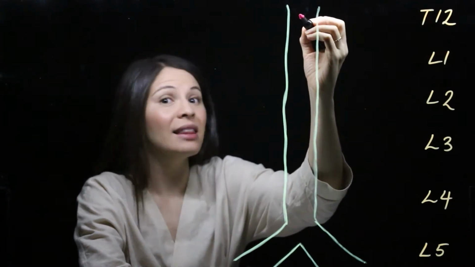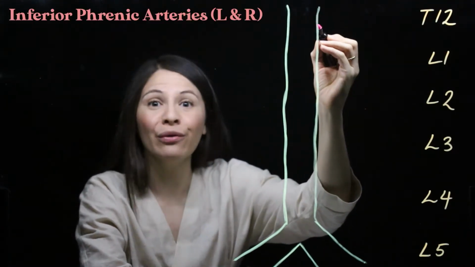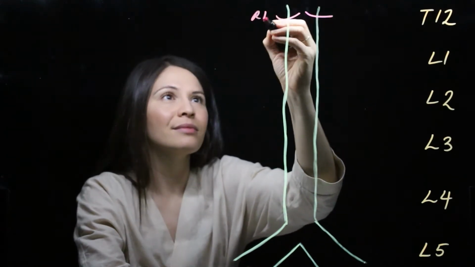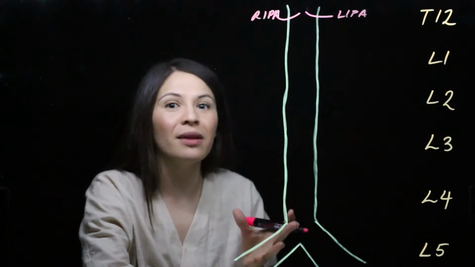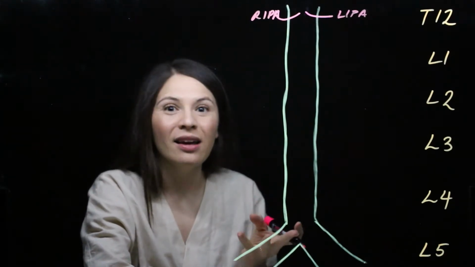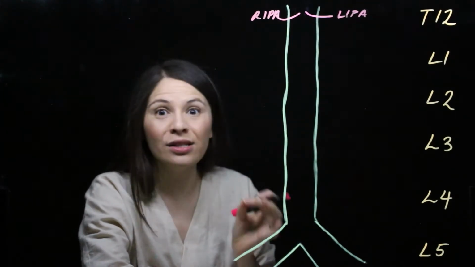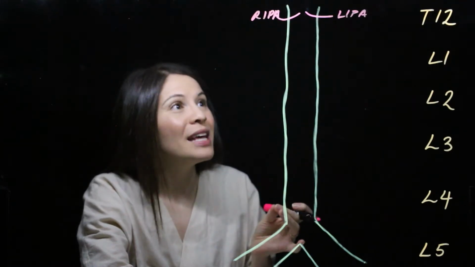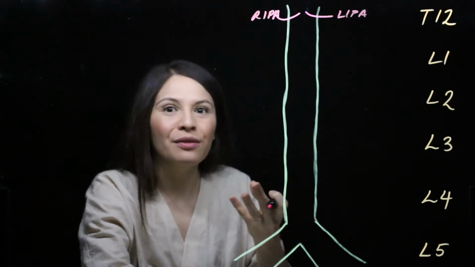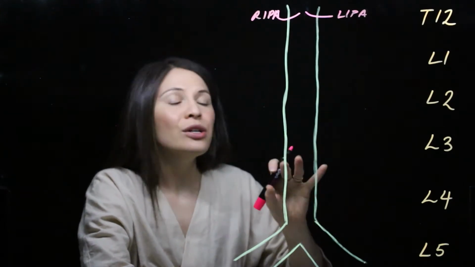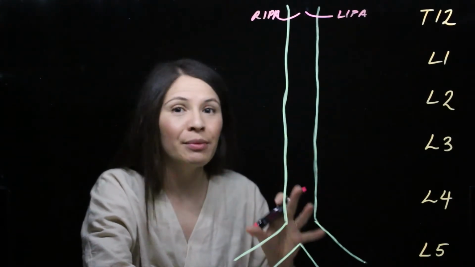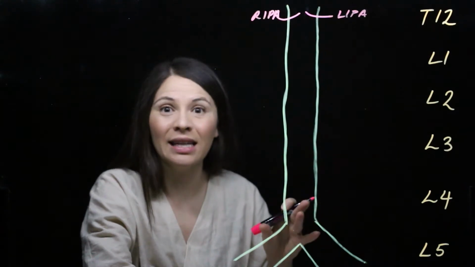And these are the left and right inferior phrenic arteries. The inferior phrenic arteries are going to be supplying the diaphragm inferiorly. You will also get small esophageal branches that come off these arteries, which will follow the esophagus as it moves through the diaphragm. Okay, so the first major branch coming off the abdominal aorta is the celiac trunk.